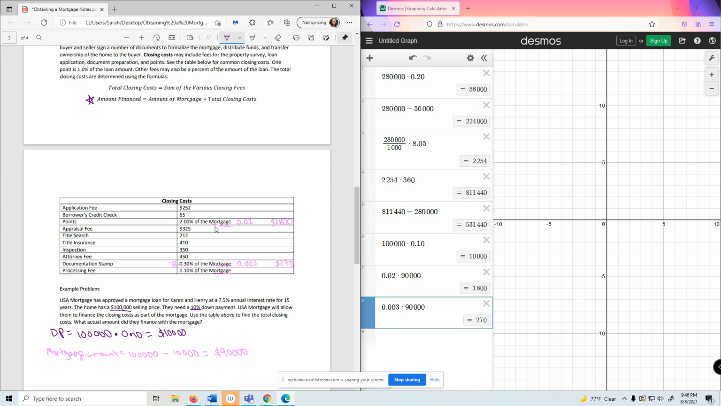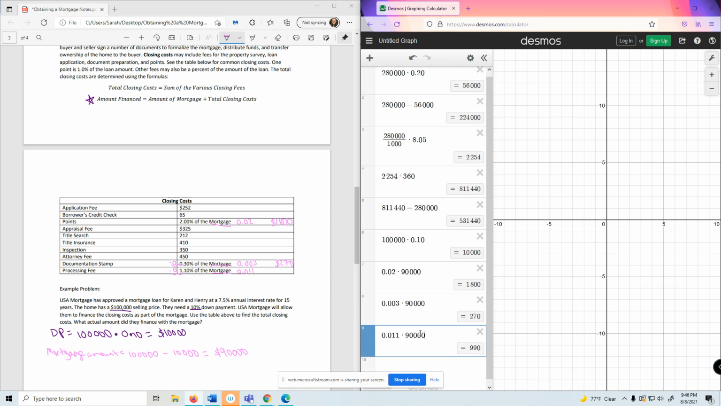Last one, processing fee. Move that decimal 2 places to the left. And so the decimal we'll be dealing with is 0.011. When I do that percentage times the mortgage cost, 90,000, we get $990 for that fee.